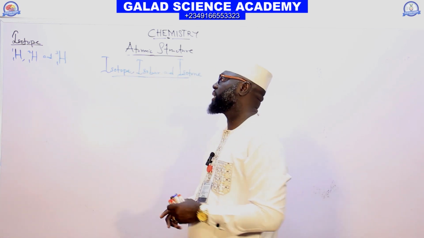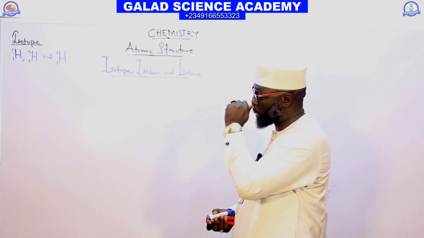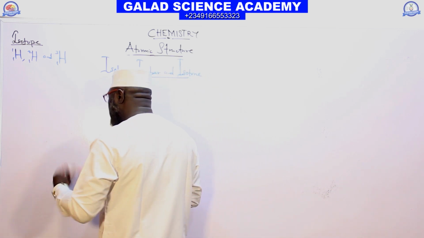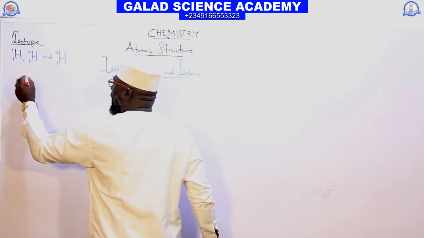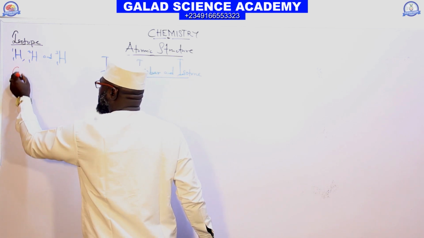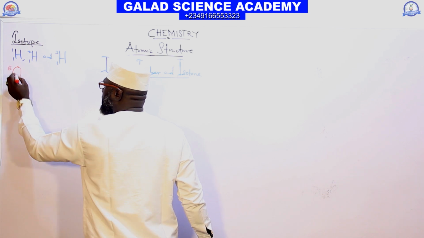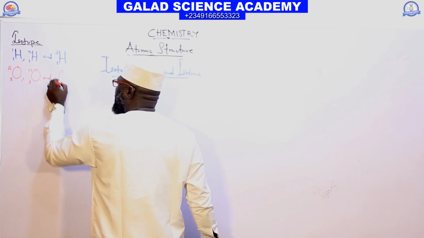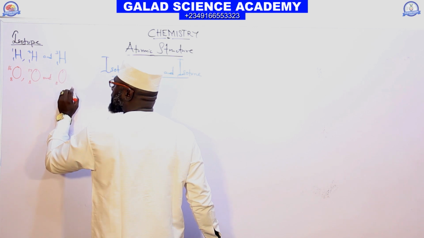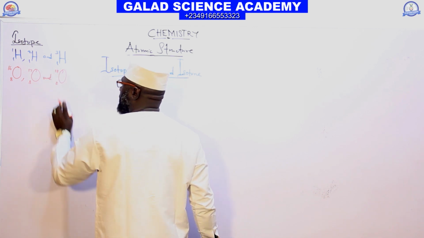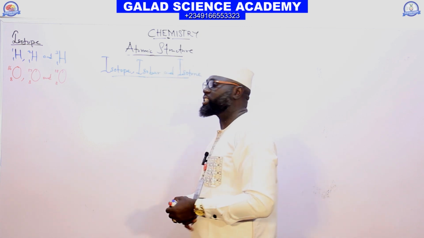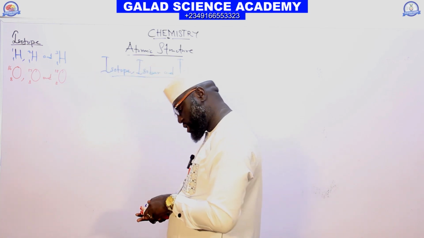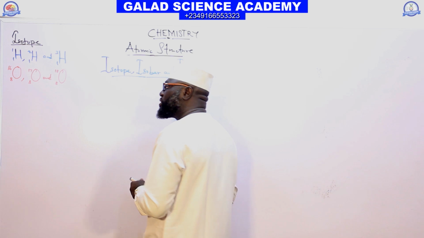This tritium is a radioactive isotope of hydrogen. Another example of an isotopic element is oxygen. We have oxygen 8, 16, oxygen 8, 17, and oxygen 8, 18. So the three oxygen have the same atomic number, but different mass number.